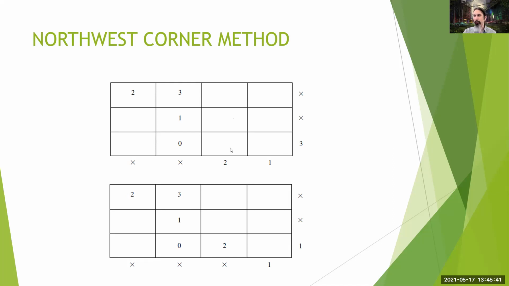Now we have 2 spots left, and this is going to be a value of 2, and eliminate this column. And this will have a value of 1. And yeah, we'll be done here. When we add 1 over here, we're done. So this is the most basic method of finding a feasible solution. So the northwest corner method works like that.